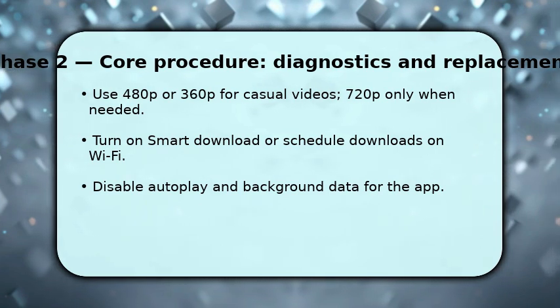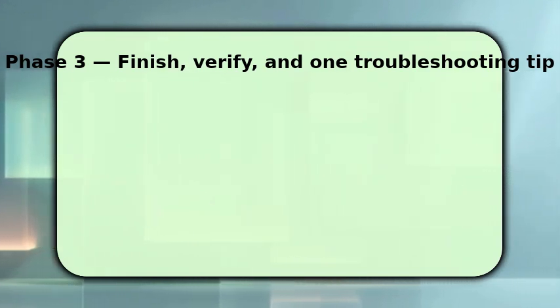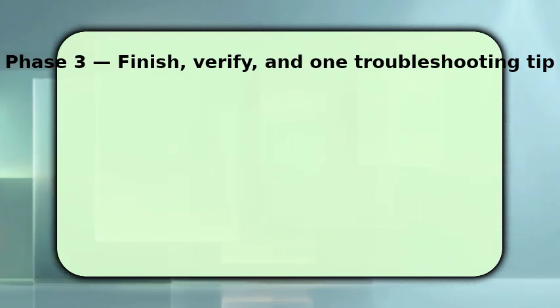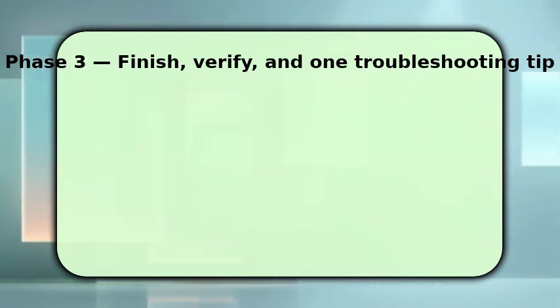Use your phone's data monitor or a third-party app to track YouTube usage and set alerts at 80% of your monthly allowance. Make sure Wi-Fi assist or similar features are configured so the phone won't switch to cellular unexpectedly, and keep background refresh off.